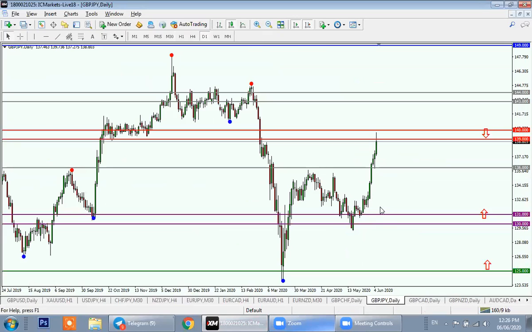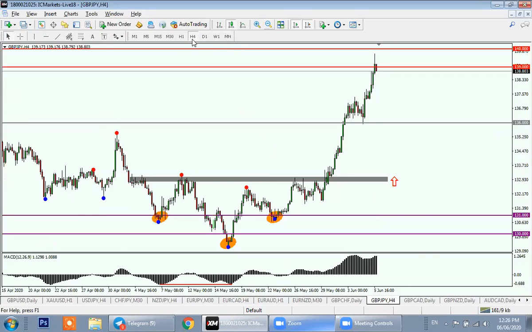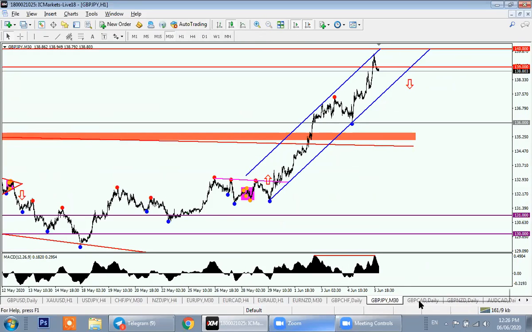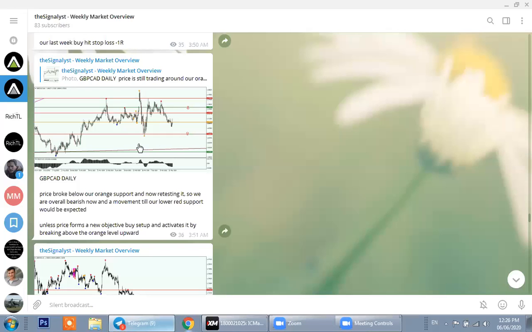Usually after the seventh candle with the same color in a row, we consider that the pair is overextended. As you can see here, many candles in a row, 1, 2, 3, 4, 5, 6, 7, 8, 9. So we believe that this pair is overextended, but anyway, let's stay objective and look for potential objective setups. So we are waiting for the setup to form to sell GBP JPY. Now let's take a look at GBP CAD.